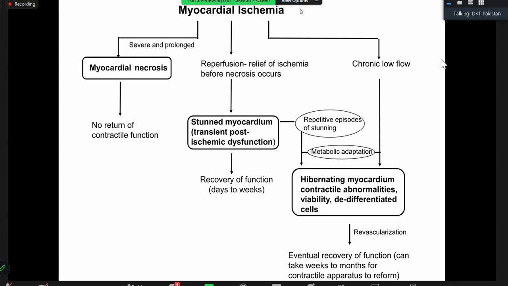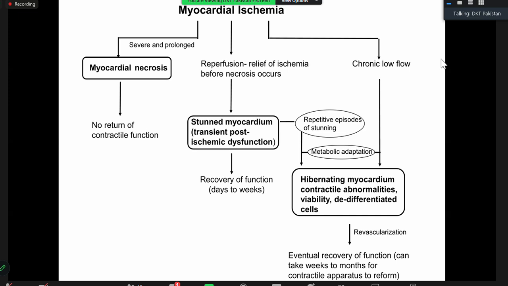Okay. In both the stunned myocardium and hibernating myocardium, there will be no myocardial late gadolinium enhancement in the delayed phase images. Both will have normal late gadolinium enhancement. Okay, but the differentiation will be of perfusion. In stunned myocardium, the perfusion will be normal as well, while in hibernating myocardium, the perfusion will be decreased. There will be a mismatch of perfusion.